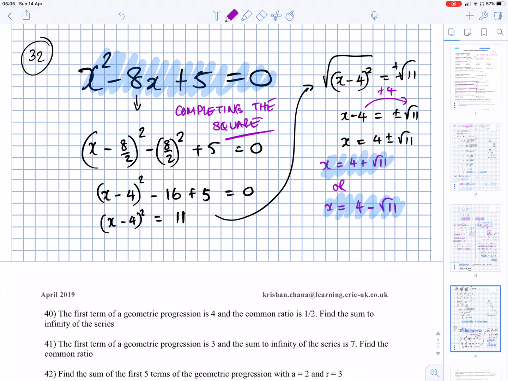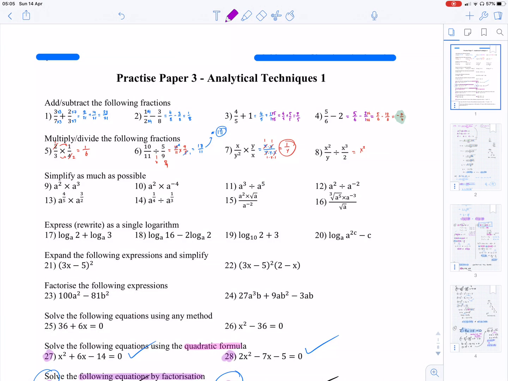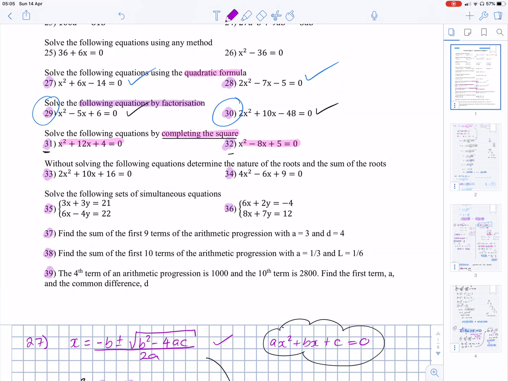Okay, we need another page because we're moving on to question 33. And question 33 is all about solving the following equations to determine the nature of the roots and the sum of the roots.